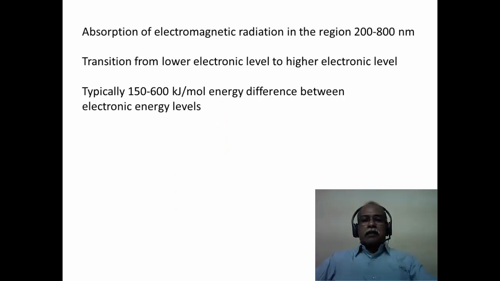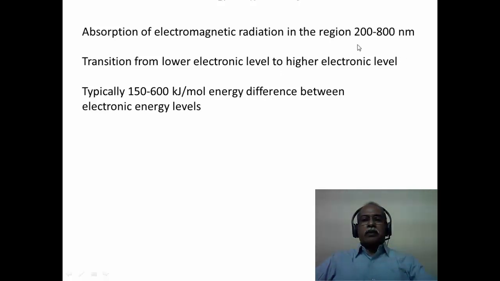The ultraviolet region is the region between 200 nanometers to roughly 380 nanometers. Above 380 nanometers up to 800 nanometers is the visible region. So the region between 200 to 800 nanometers is what is used for ultraviolet visible spectroscopy. Ultraviolet visible spectroscopy is also known as electronic spectroscopy because we are dealing with the transitions from a lower electronic level to a higher electronic level in a molecule.